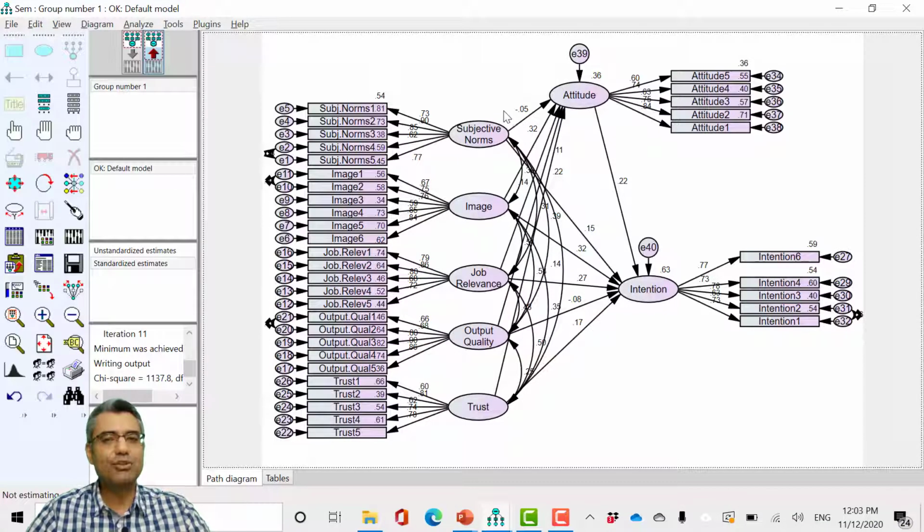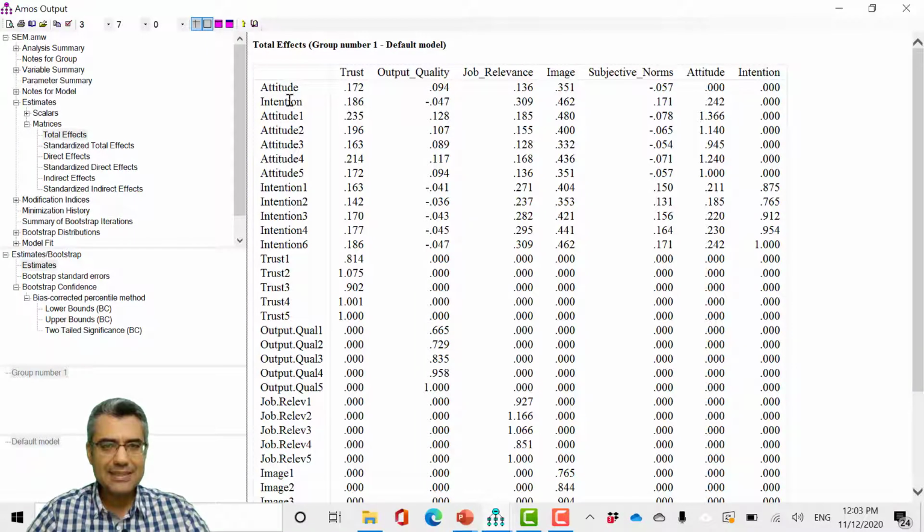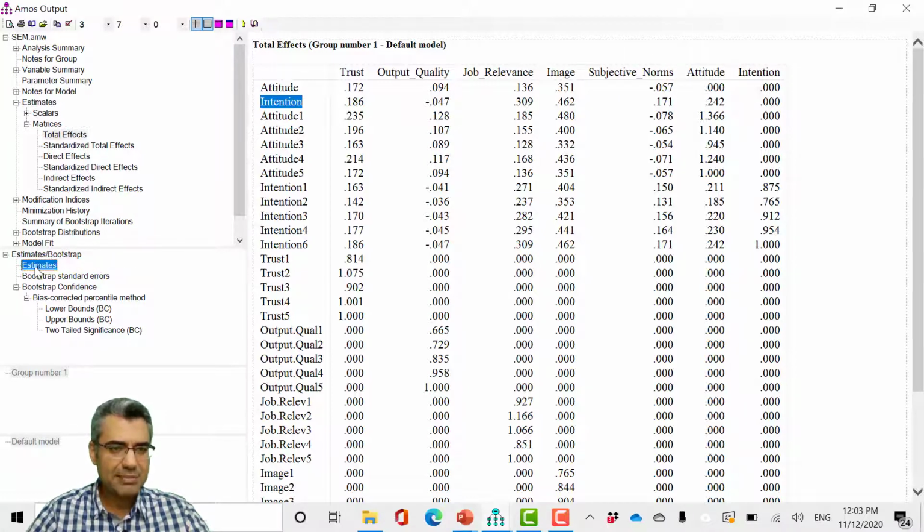Total effect means the relationship between these five and intention. So intention and the five independent variables, right? We don't want attitude, we don't want intention. So we are on total effects, estimates. These are the path coefficients on standardized values of the total effect of trust to intention, output quality to intention, job relevance to intention, image to intention, subjective norms to intention.